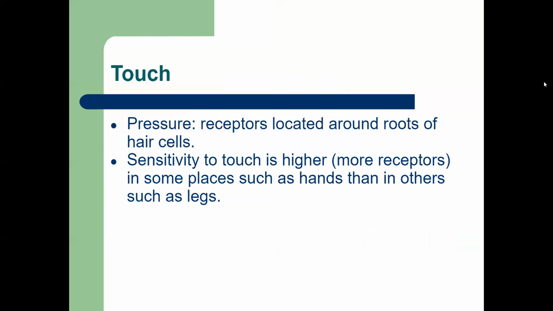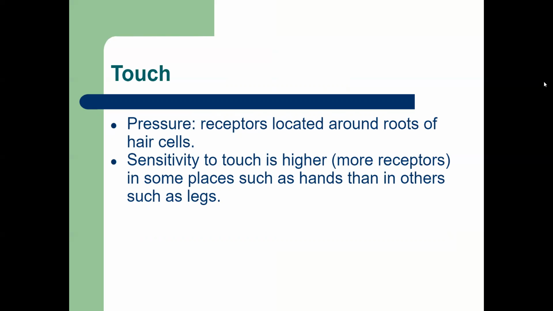So in vision, we detect light energy. In hearing, we detect the vibrations of air or sound waves pressing against our eardrums. And in touch, we detect mechanical energy or pressure against the skin. This pressure is detected by the sensory receptors located around the roots of hair cells.